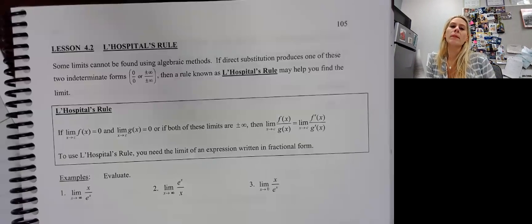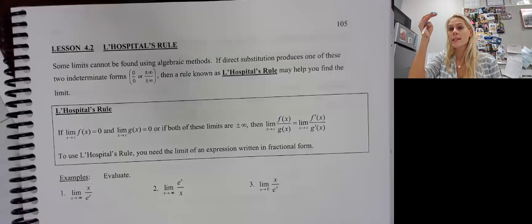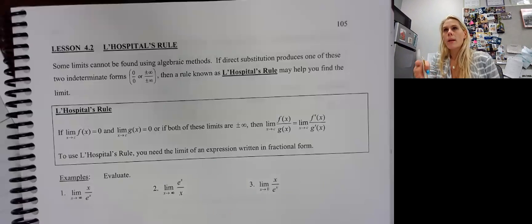So some limits cannot be found using algebraic methods. If a direct substitution produces one of these two indeterminates, so remember the 0 over 0 or infinity over infinity, before we were able to say, okay, if it produces 0 over 0 when substituting in, then there must be some way that we can simplify it. And a lot of that had to do with some factoring stuff that we could cancel out. Then we could do substitution. But what if we can't simplify it anymore? But we can't just keep it as 0 over 0. So this is where L'Hopital's rule will help find the limit.